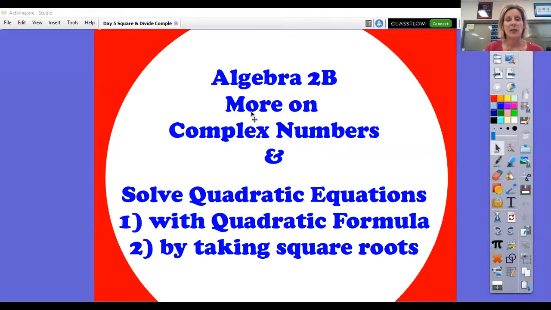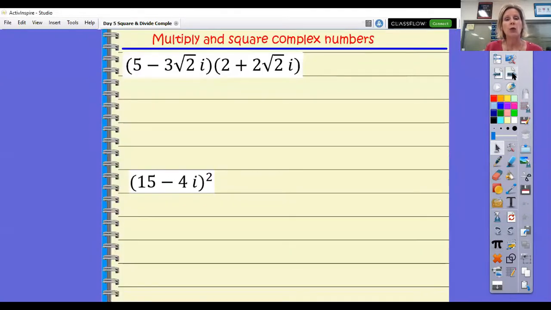All right, guys. So today we are going to do a little bit more on complex numbers since you got a kind of a drive-by complex number review yesterday. And we are also going to work on solving quadratic equations in other ways. So if you want to write down these problems, these are the ones that we'll do together in just a second.